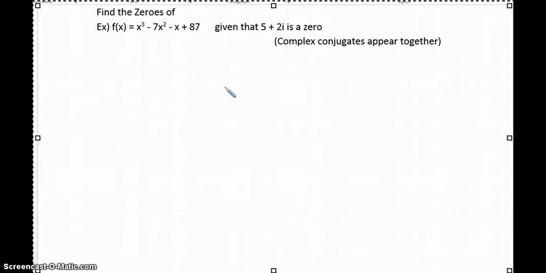In our next example, we're asked to find the zeros of the degree 3 polynomial, so that means I know I should get 3 zeros altogether, but I'm given a 0 this time. I'm told that 5 plus 2i is a 0. So whenever I'm told that an imaginary number is a 0, then I know that its conjugate, in this case complex conjugate, would also be a 0. So I know that the other 0 that I have is 5 minus 2i. So again, I'm going to come up with 3 zeros.